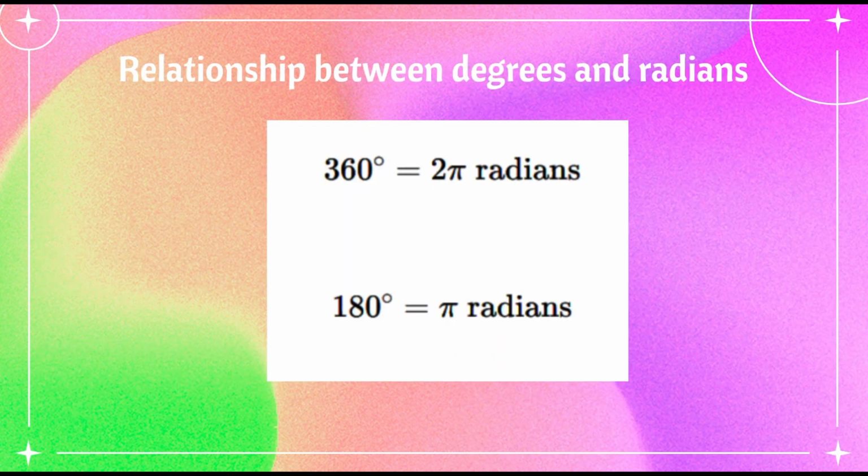The most important relationship to remember is that one complete revolution is equal to 360 degrees or 2 pi radians. So if we divide both sides by 2, we obtain another important relationship. 180 degrees is equal to pi radians. This equivalence is the basis for every conversion between degrees and radians.